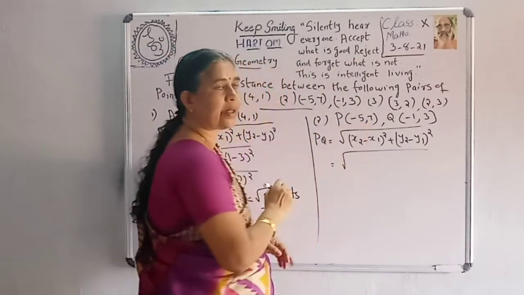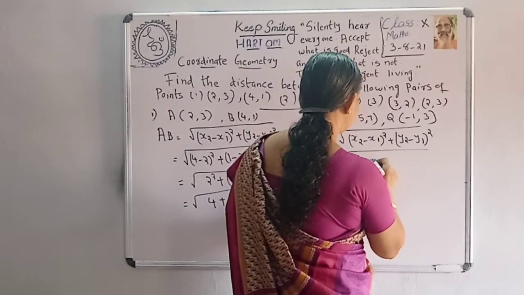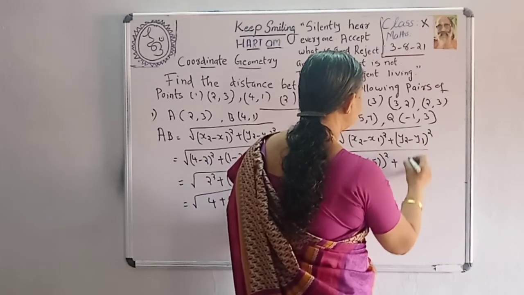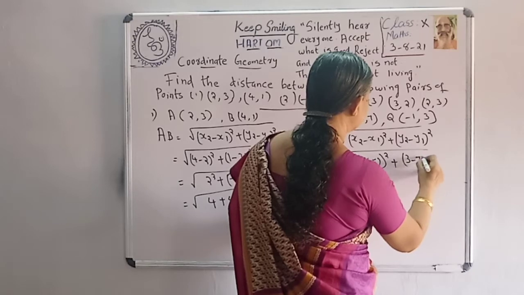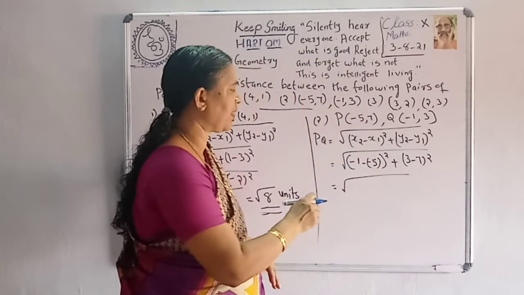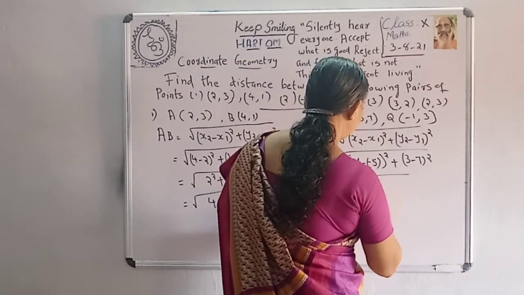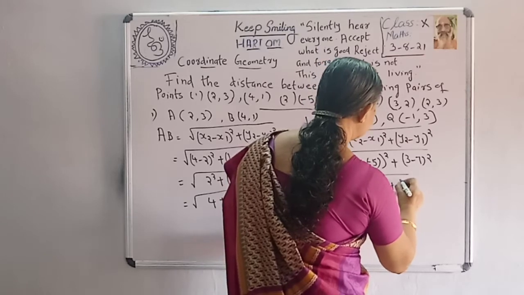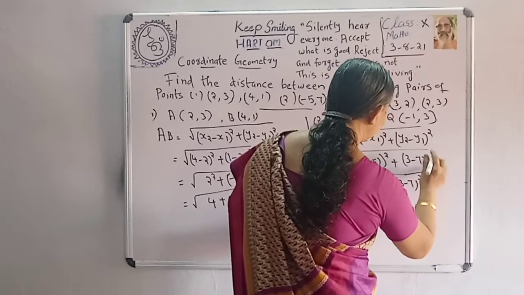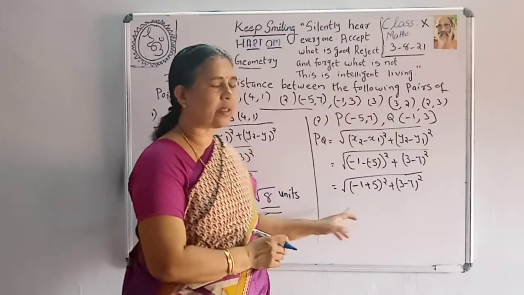As x2 is minus 1, so minus 1 minus 5 the whole square plus y2 minus y1 is 3 minus 7 the whole square. That is equal to minus 1 minus 5, which is minus 1 plus 5 the whole square, plus 3 minus 7 the whole square. Then minus 1 plus 5 is 4.